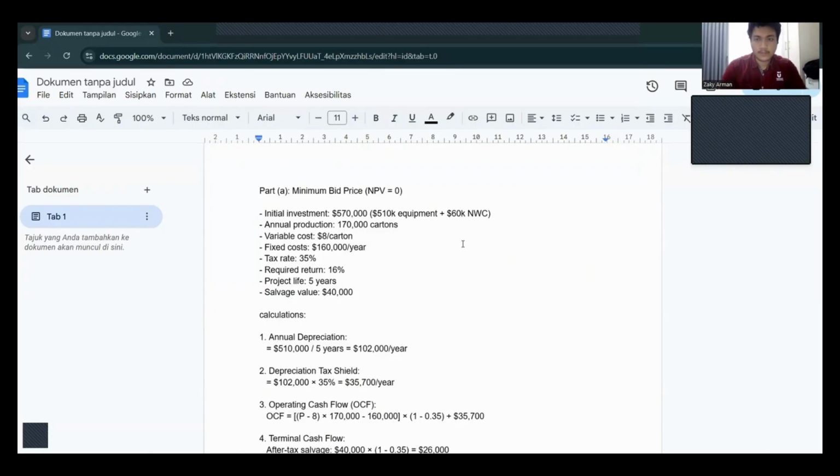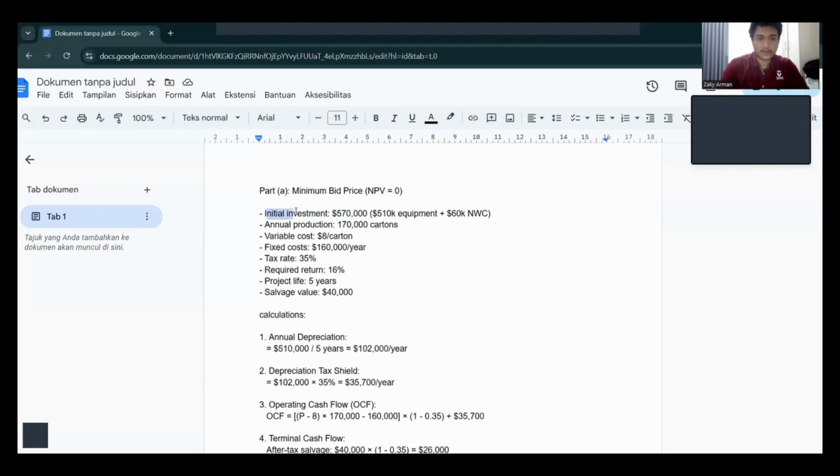I'm from group 7. So today I'm going to solve case number 3, which consists of 4 parts: part A, part B, part C, and part D. So for the first one, we've got the summary that I have summarized from the question itself.